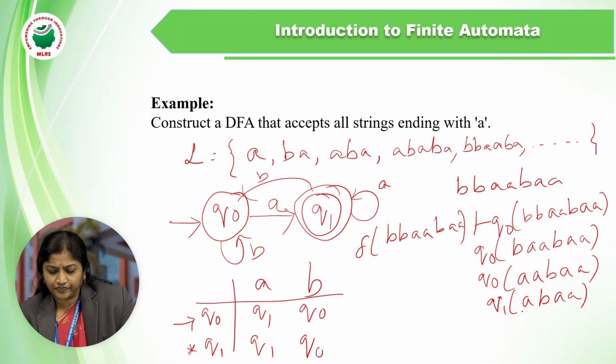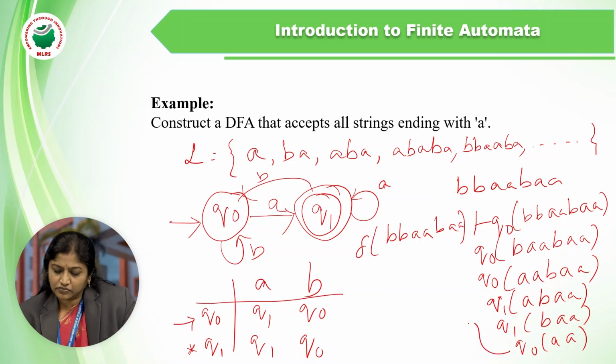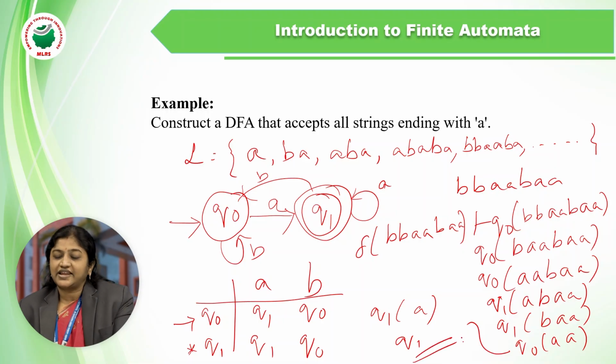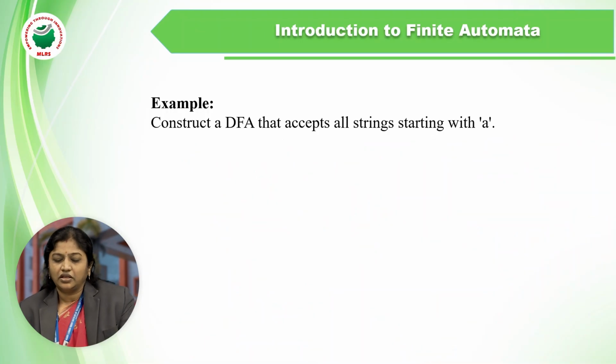Q1 on A, Q1. Q1 on B, Q0. A. Q0 on A, Q1. Q1, A. Q1 on A is what again? Q1. So this is nothing but what? A final state. So this language is accepted by this transition diagram. Understood? Okay. Next, one more example we'll take.